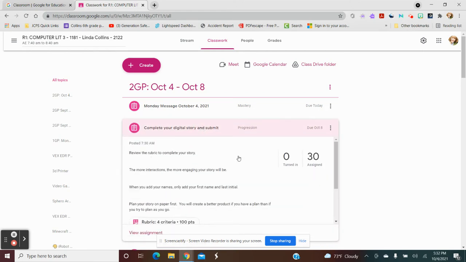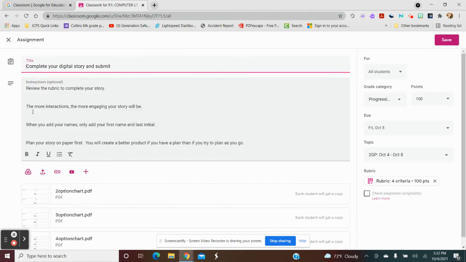and submit it. In order for me to show it, I have to go in here to do edit. So you're going to review the rubric to complete your story. The more interaction actions, the more engaging your story will be. And then when you add your names anywhere, please just add your first name and last initial. That's kind of a standard security thing when publishing on the web, or doing anything that might be digital.